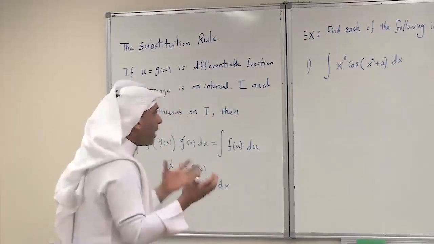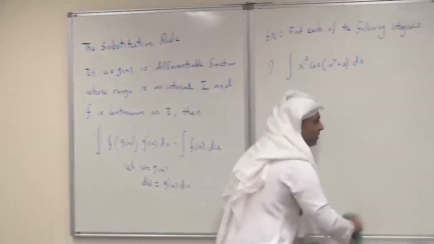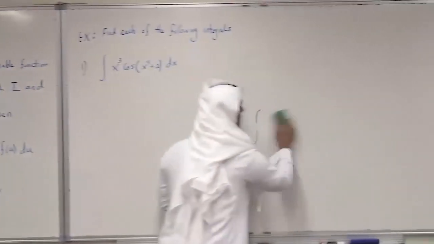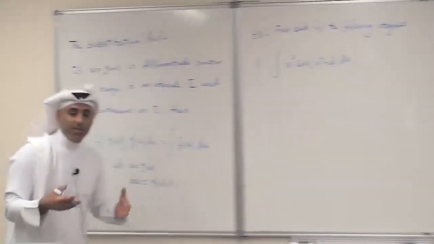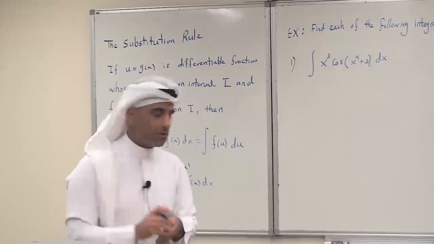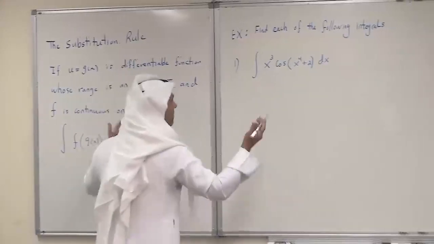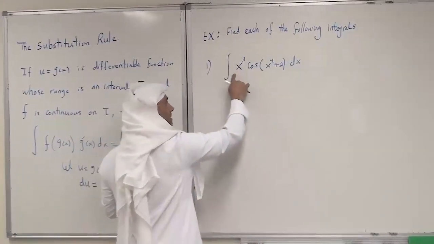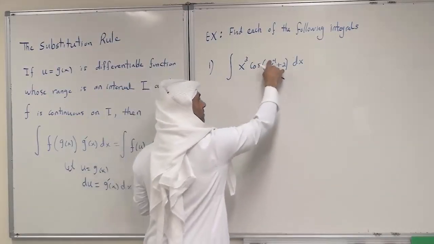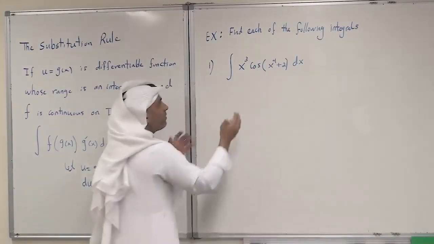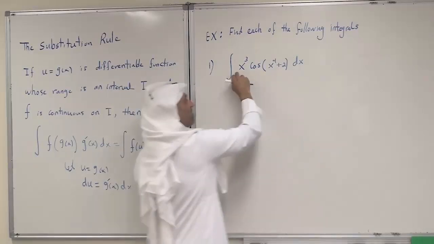Okay, how to apply this technique, or this rule, or this procedure? We will have some exercises now to see how to apply the substitution rule. I start with a simple one. I start with this simple integral that says integrate x cubed cosine of x to the power 4 plus 2 dx. Our target is to find all antiderivatives of this function.